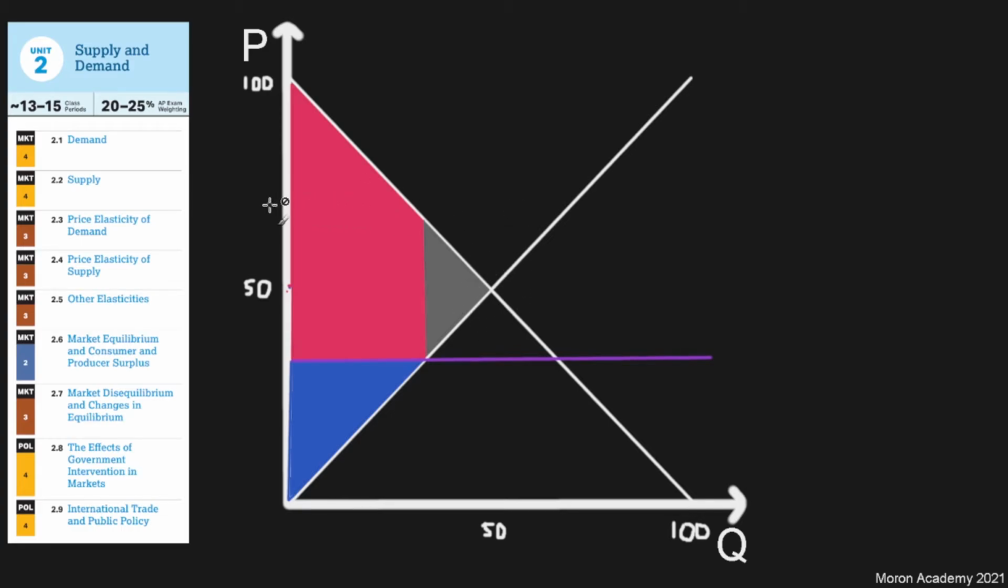If they say a ceiling is above equilibrium, it'll have no effect since they'll still be producing at equilibrium, and the ceiling won't even matter because nobody will be producing up here.